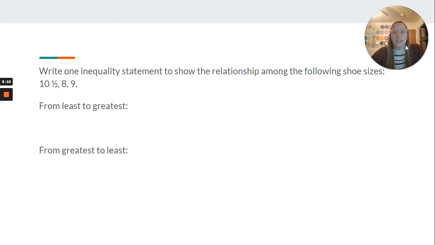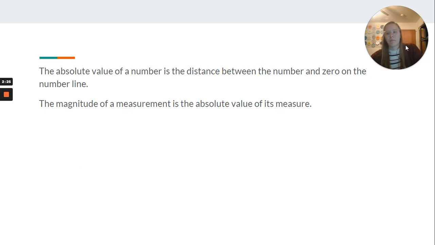We wrote inequality statements showing the relationship here. So we had 10.5, 8, 9. From least to greatest, it was 8 is less than 9, which is less than 10.5. And then reverse. Remember, the alligator always wants to eat the bigger number.